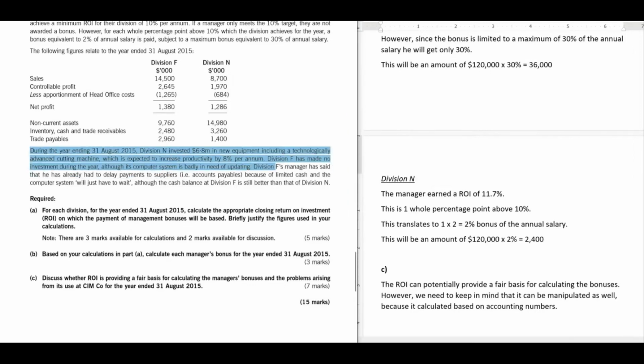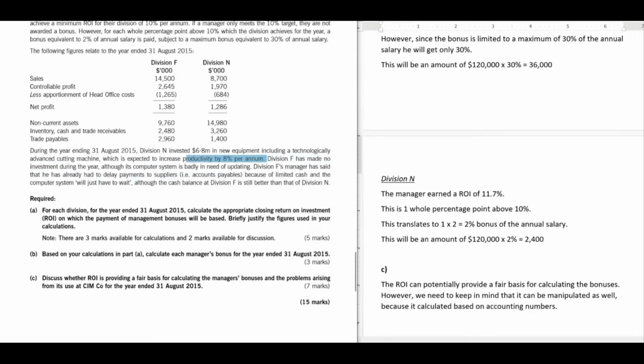So first manipulation, during the year ended 31st August 2015, Division N, so this is the manager with a low bonus, invested 6.8 million in new equipment, okay, which is expected to increase productivity by 8%. So he did a good thing, but what happened? If he bought 6.8 million worth of new equipment, this went up by 6.8 million, right? And if your non-current assets go up, what happens to your ROI? Remember, non-current assets are in your denominator. If the denominator goes up, the overall thing goes down. So his ROI would have decreased because of this.